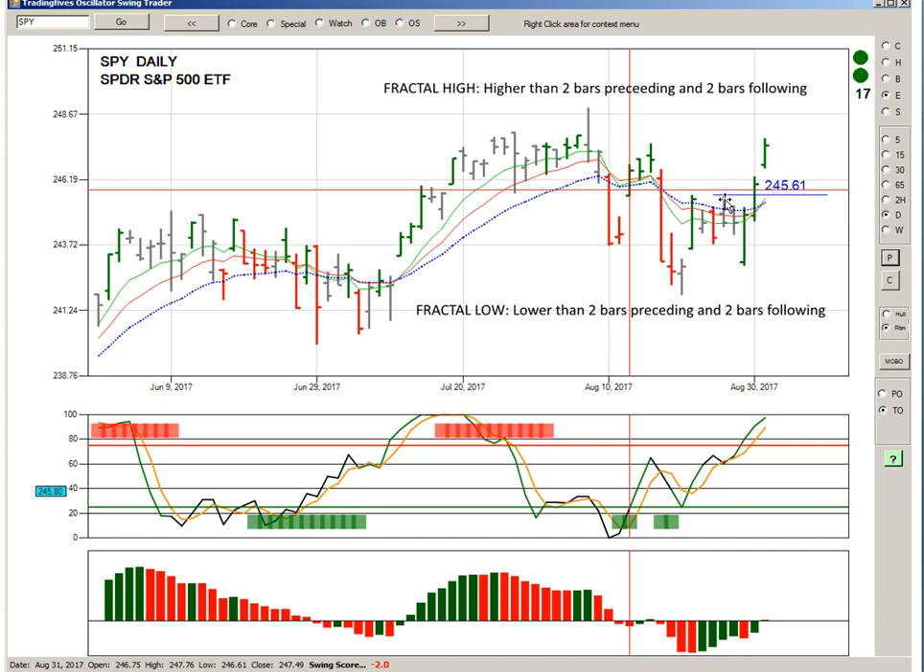That makes this bar a fractal. Now, a fractal low is a low that's lower than the 2 bars preceding it and lower than the 2 bars following it. So this bar that the cursor's on here will become a fractal low, or is a fractal low.